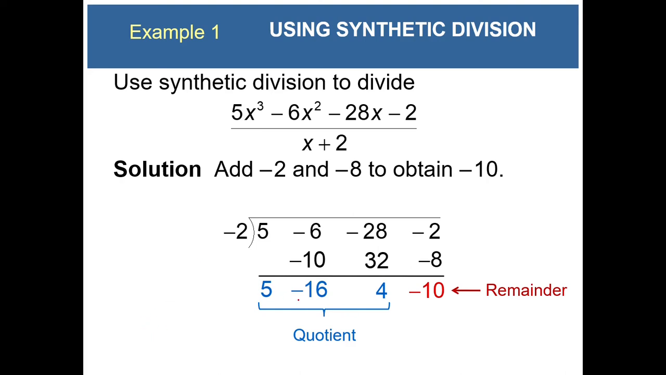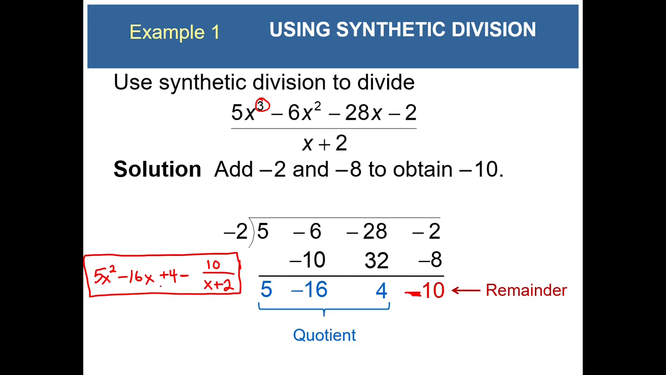So what is our answer? Our answer is always 1 degree less than what we're dividing by. Since we're starting with a power of 3, I know my answer is going to have a power of 2. Here is our solution. This becomes 5x squared minus 16x plus 4. And then we're going to attach the remainder. Since this is negative, I'm going to put a subtraction symbol, negative 10 over our divisor, x plus 2. So this is our solution translated back into a polynomial with a remainder.